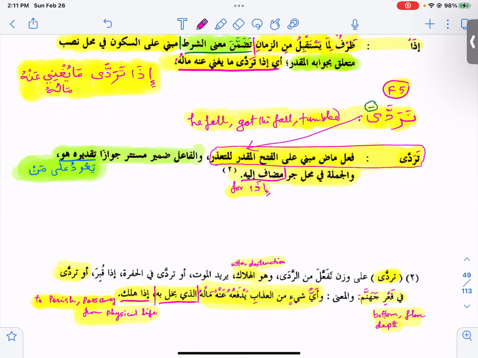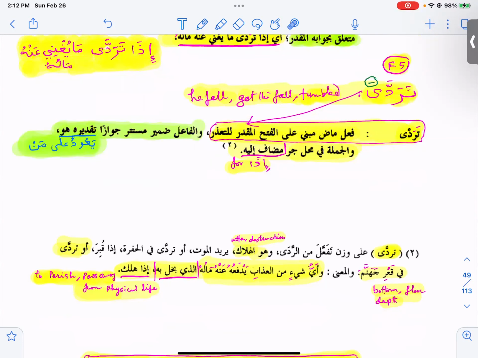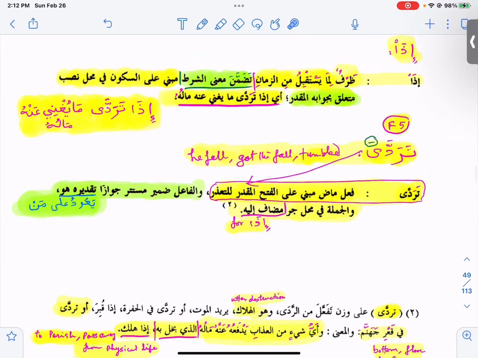Wafailun damirun mustatirun jawazan takdiruhu huwa. Now, I like to find out more than huwa. Who's that huwa? Yaudu ala man. Again, man from the beginning. Yaudu al-Aman. Wa jumlatu fi mahalli jar mudafilehi. Yes. Iza comes, then also it acts as a mudaf. Remember, because it is zarf. After zarf comes mudaf. Mudafilei. Jumla to this jumla, huh? This whole jumla fi'il and fa'il comes as a mudafilei, yes.